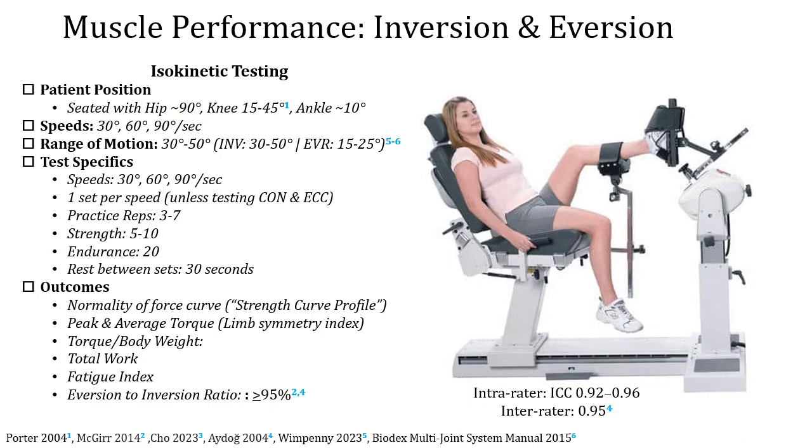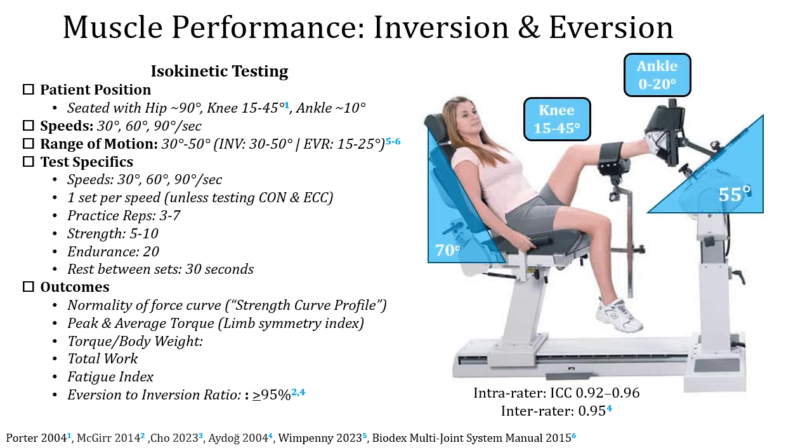All right, sticking with the same order that we went through with the plantar flexion and dorsiflexion, the gold standard is going to be our isokinetic testing. The setup would be having the individual in a slightly reclined position at 70 degrees, knee at 15 to 45 degrees knee flexion, the ankle at 0 to 20 degrees of plantar flexion, and then the dynamometer would be at 55 degrees of a slant. And so your range of motion is going to be anywhere between 30 and 50 degrees. Inversion being 30 to 50 degrees of arc, and then your eversion going 15 to 25.